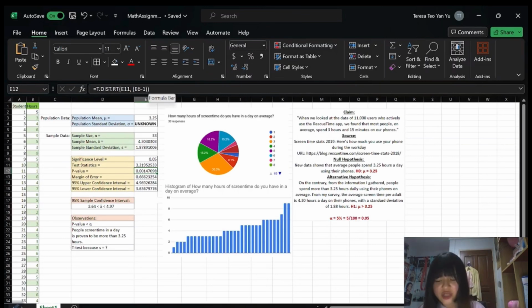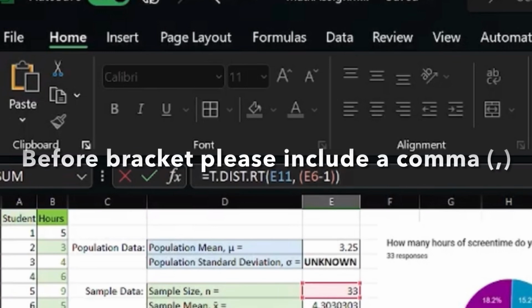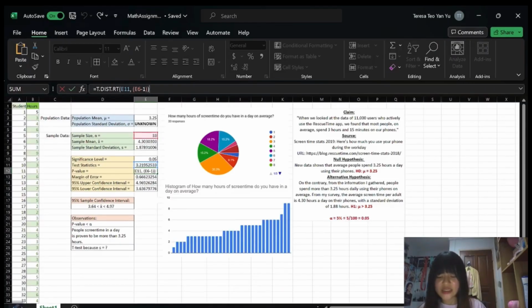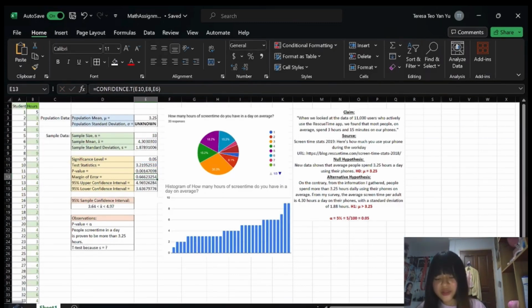Next, we have the p-value, which is something that can determine whether we can reject our null hypothesis or not. The p-value formula in Excel for a one-tailed test is T.DIST.RT, open bracket, test statistic, comma, sample size minus 1, close bracket. If our experiment p-value is lower than the significance value, we can reject the null hypothesis, otherwise we cannot. So my p-value is 0.00147, which is significantly smaller than 0.05, so I successfully reject the null hypothesis.